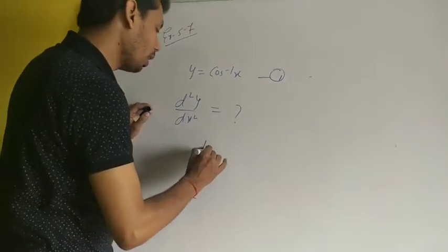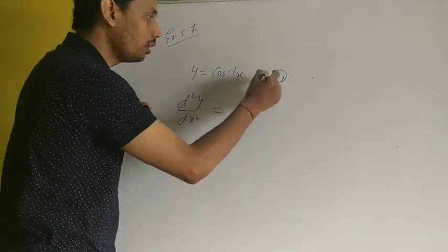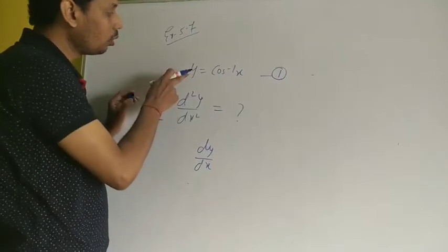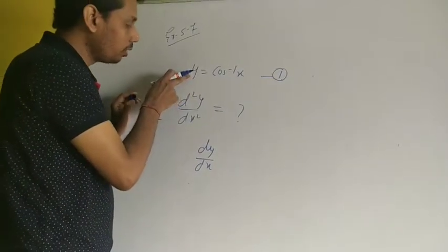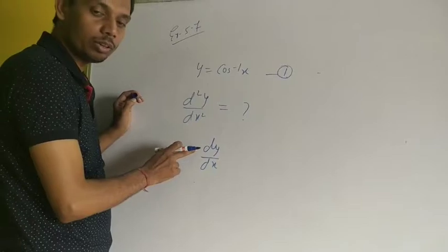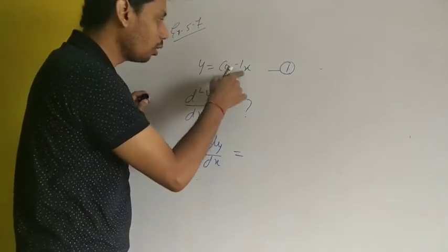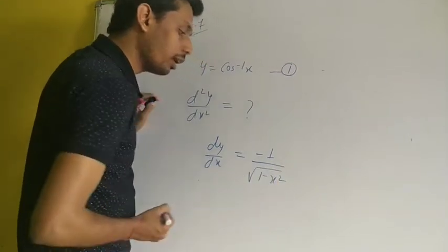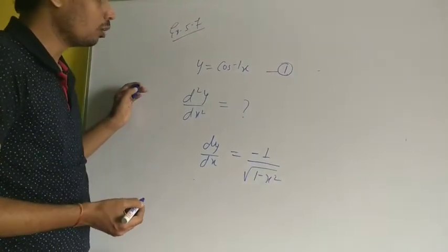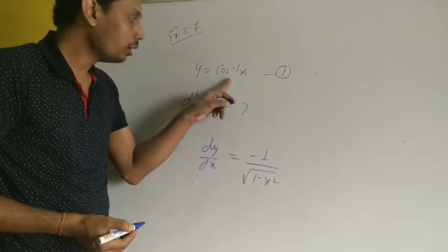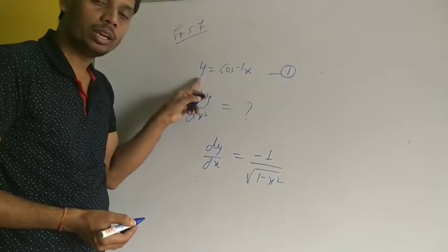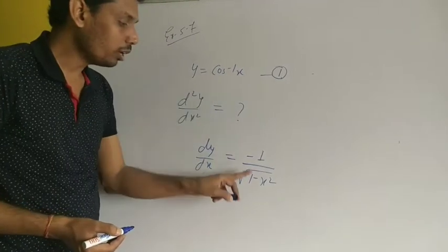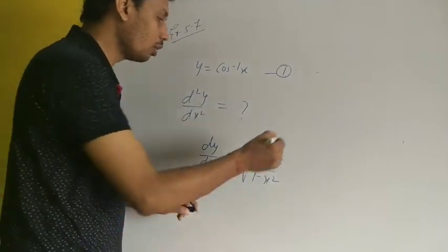Now dy by dx: differentiating equation 1 with respect to x, we get dy by dx, the differentiation of y with respect to x, and the differentiation of cos inverse x is minus 1 by root over 1 minus x square. Now from equation 1, this x will be equal to what? Cos y, as y is equal to cos inverse x. So let us replace this x by cos y.